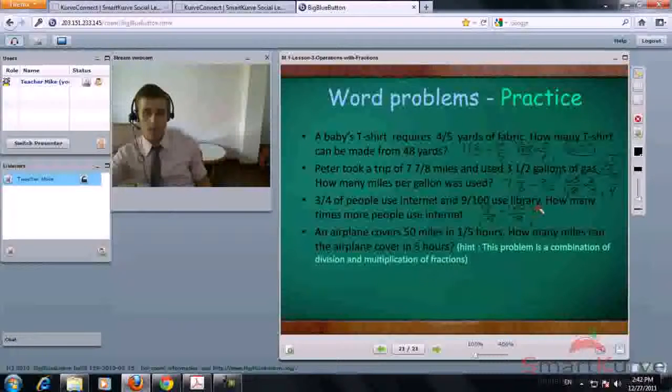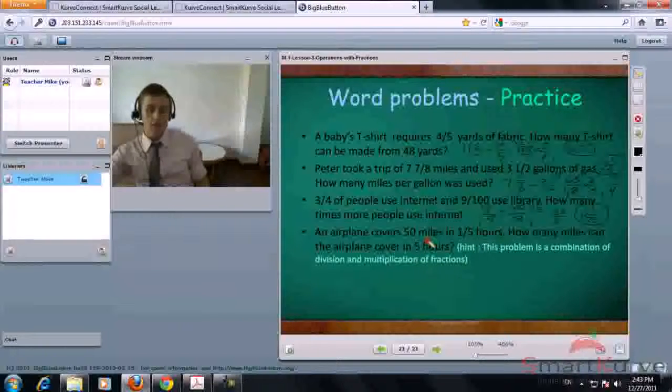Top becomes a 25. We now have the equation 25 over 3. That gives us, 3 goes into it 8 times with 1 left over, 8 1/25... 8 1/3 times more people use the internet than the library.